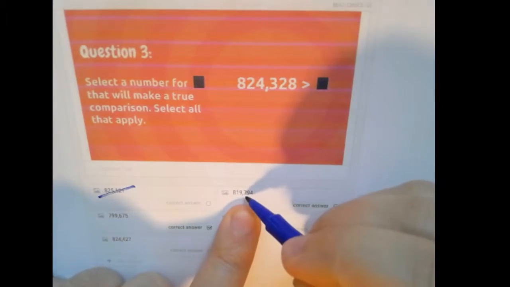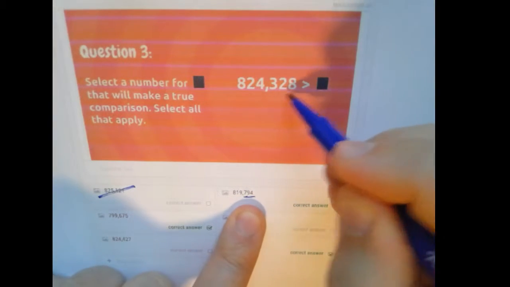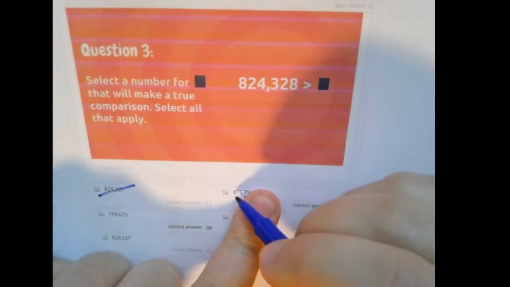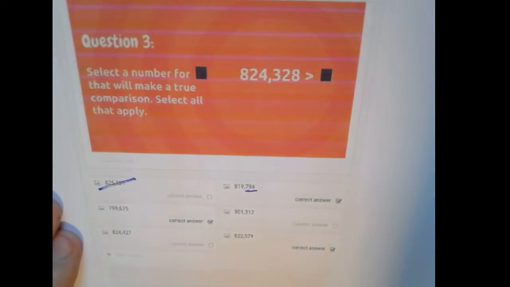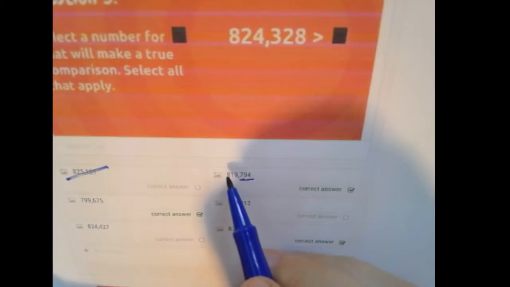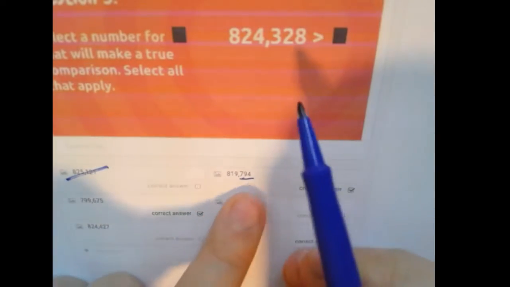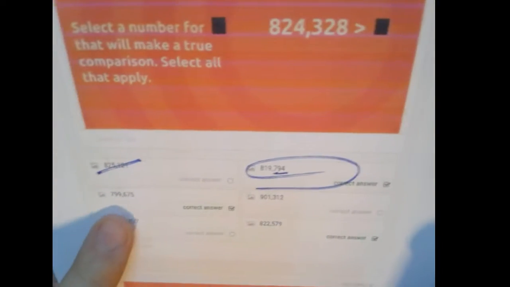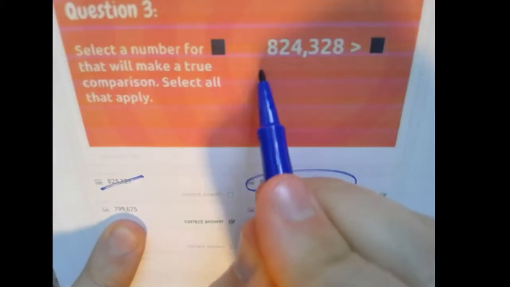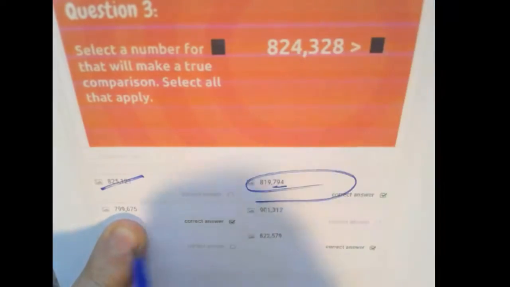819, okay, even though these numbers over here are larger, that's not what we're looking at. The bigger place values matter more, out here. So because 819 is less than 824, we would say that that is true. 799, is 799 less than 824? It sure is.